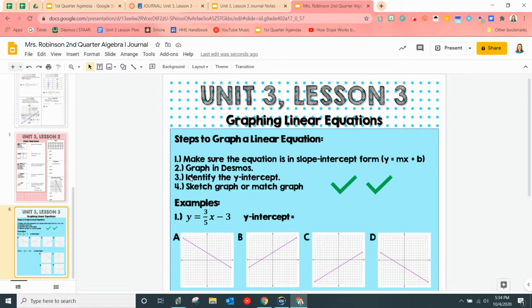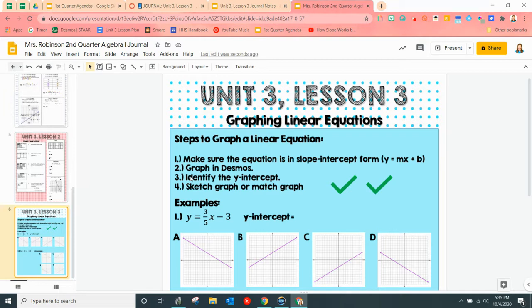Okay, so here are some really, really handy steps to graph a linear equation or function. So when they give you an equation, here's what you do. Make sure it's in slope-intercept form. y = mx + b. Super important. Remember I said Desmos is not going to graph it for you if it's not in that form.